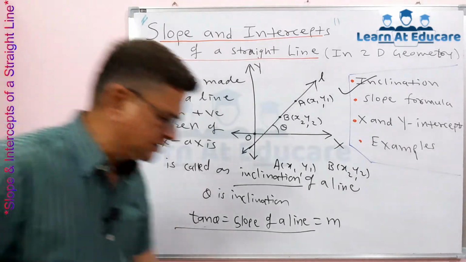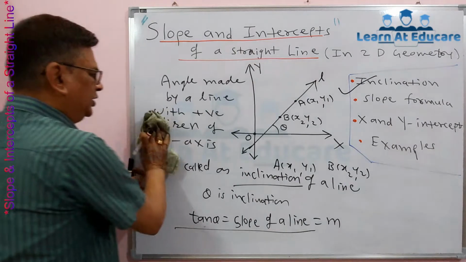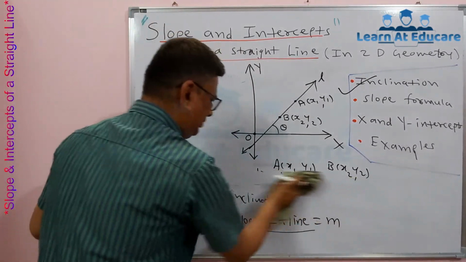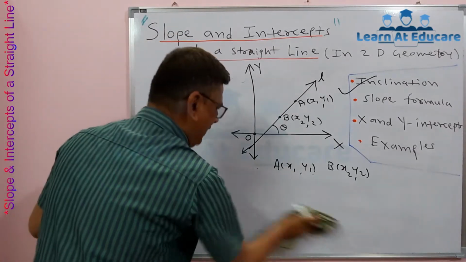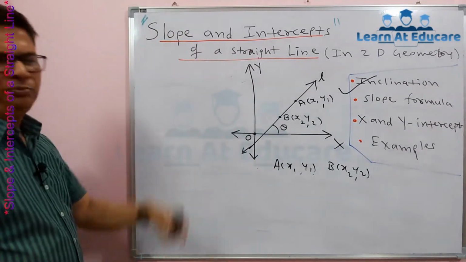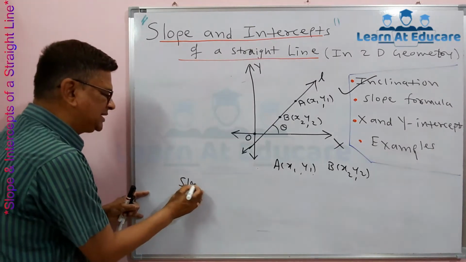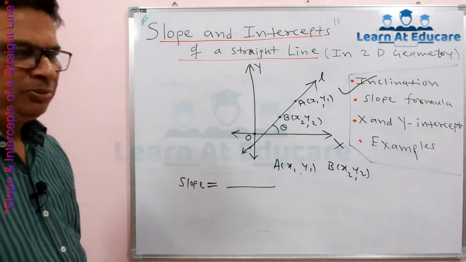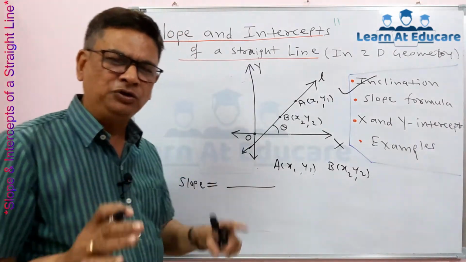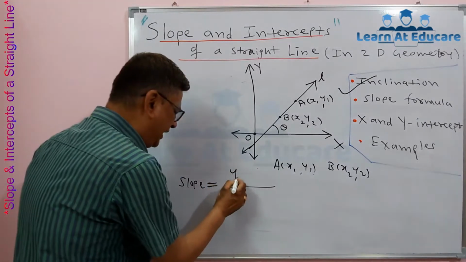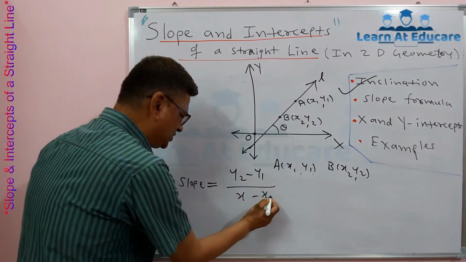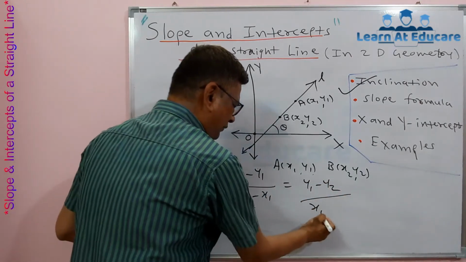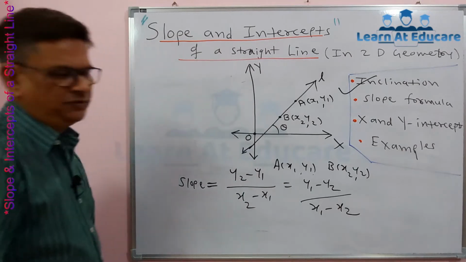We can also define slope in the other form, considering the coordinates of the points present on that line. Like here, for example, A x1 y1 and B x2 y2 are any 2 points on that line, then slope is given by difference between y coordinates divided by difference between x coordinates of any 2 points on that line. Means here we can have such a ratio y2 minus y1 upon x2 minus x1, or it is the same as y1 minus y2 upon x1 minus x2.